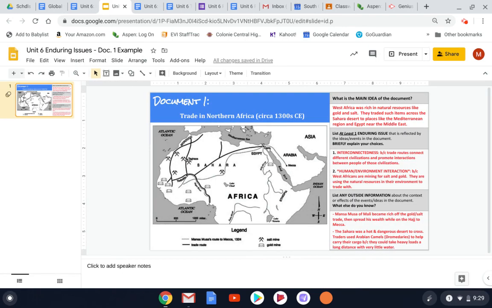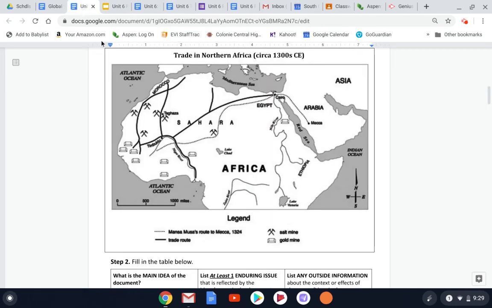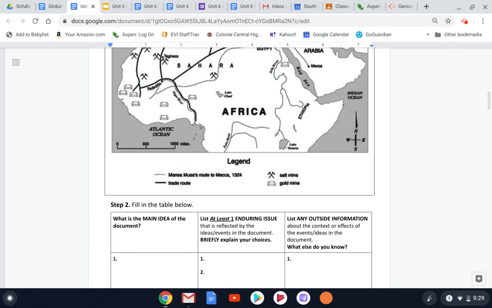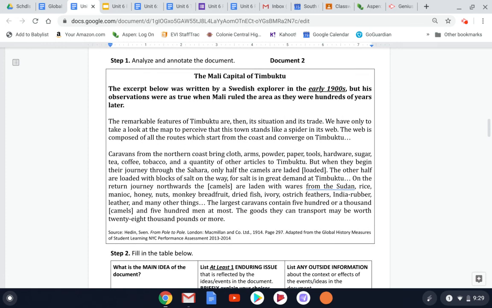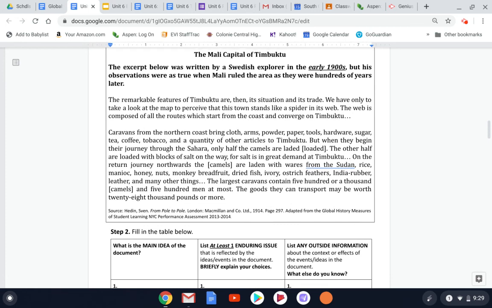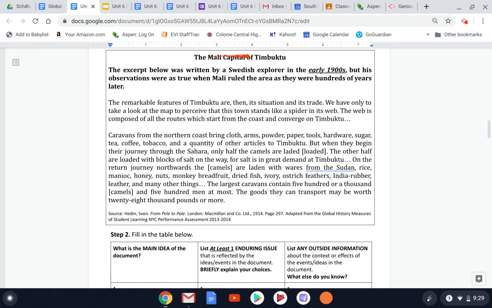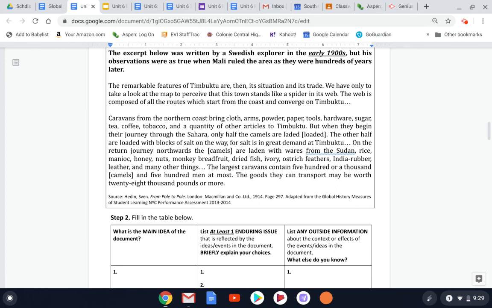So I want to go back to the documents just for a second. So use that as an example of how I want you to work through these. There are 4 documents in total. The second one is called the Mali capital of Timbuktu. This is the same excerpt from the Swedish explorer that we saw in our packet pages. So go back to the questions about that text if you need some help on identifying the enduring issue, or especially adding any outside information.